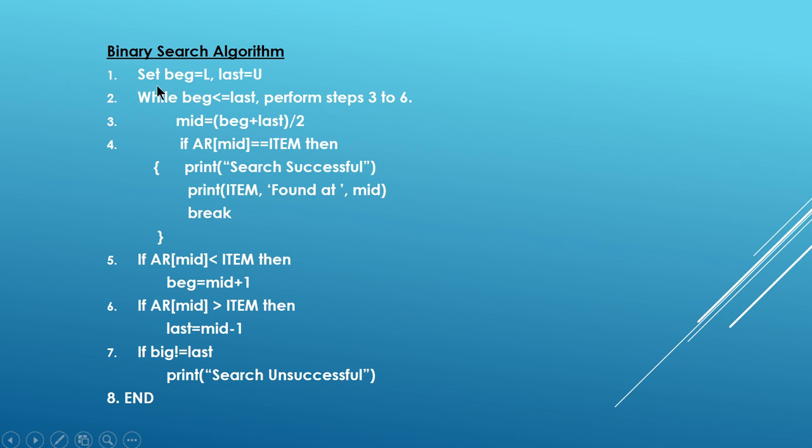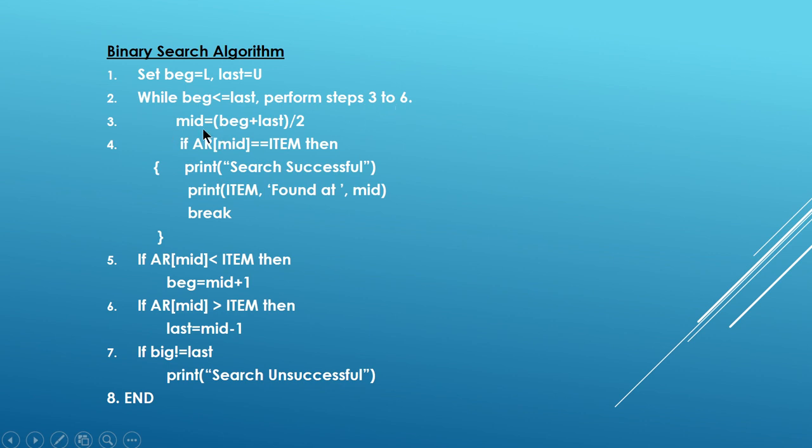So first what am I doing is set beginning equal to L, last equal to U. That is, I am going to store the list of elements in a list, or tuple or whatever. And then the index, the position of the first element, I am assigning to the variable beginning, and the index of the last element I am assigning to last. So with that value I am going to repeat the steps: while beginning is less than or equal to last, perform steps 3 to 6.